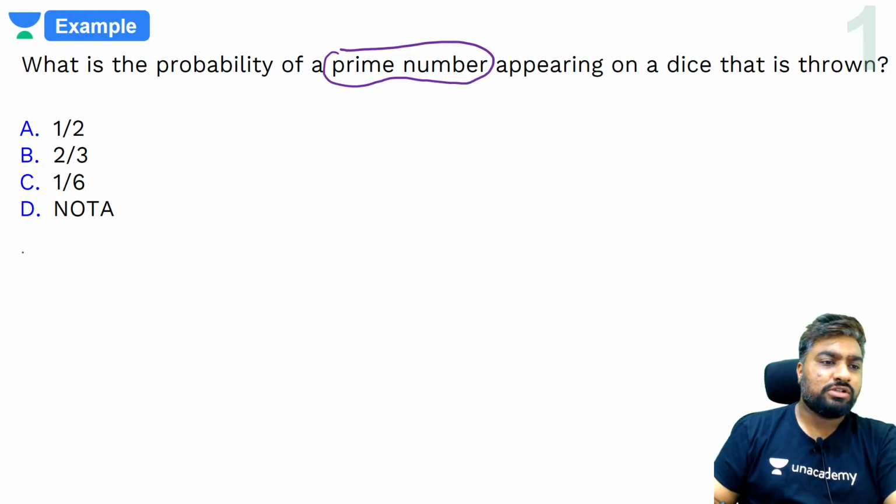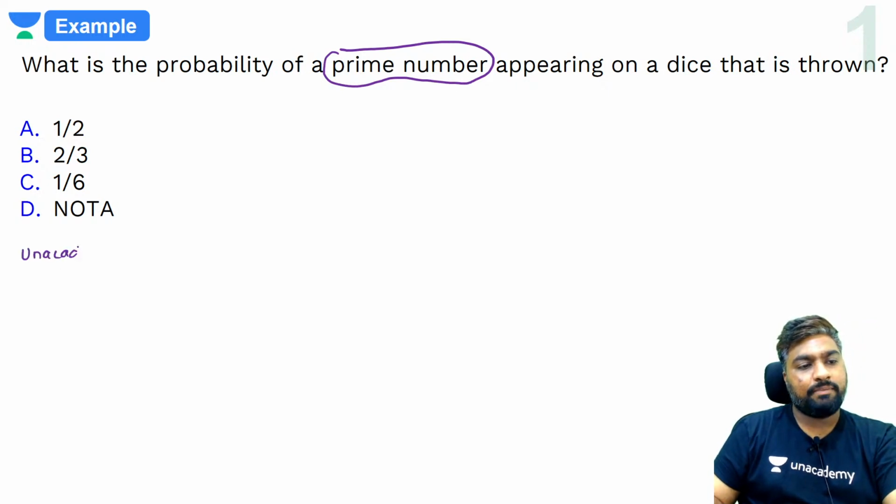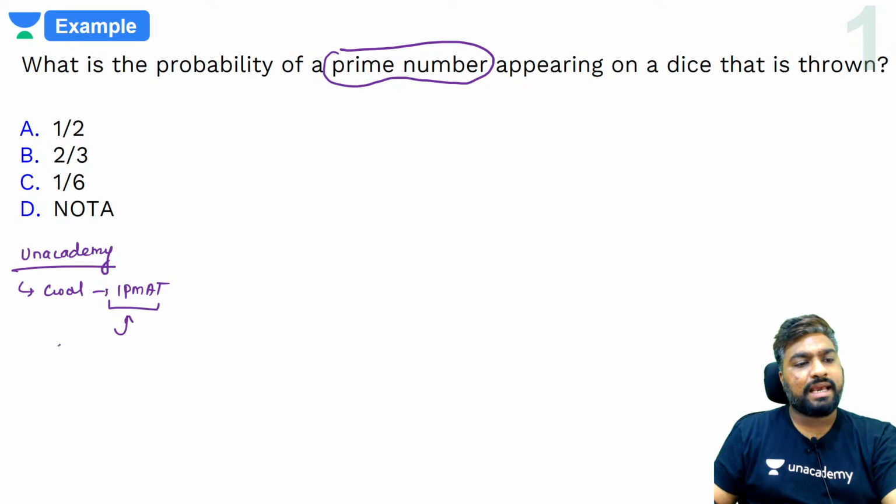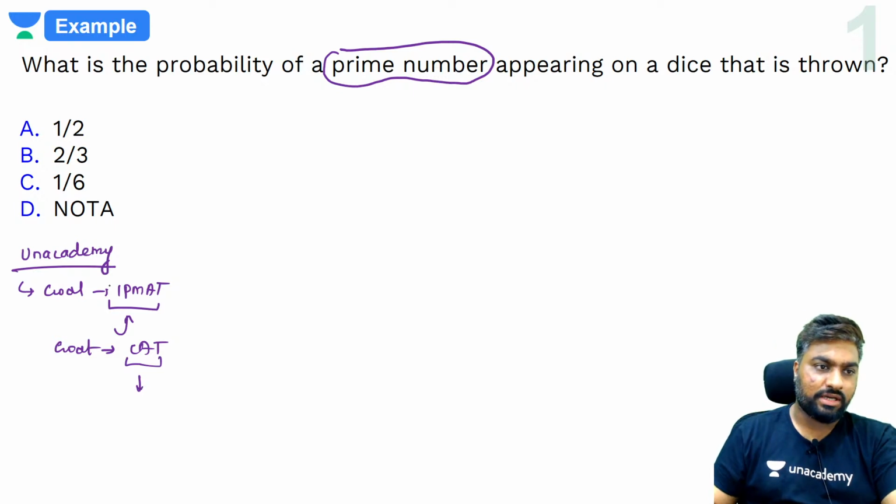For tests also you can use online platforms. On Unacademy for IPMAT there are a lot of tests. Under Unacademy you can select the goal as IPMAT. You will have a lot of tests purely based on IPMAT. There will be some tests under CAT also. Under CAT and other management tests, you will have some tests too. So you can try these.